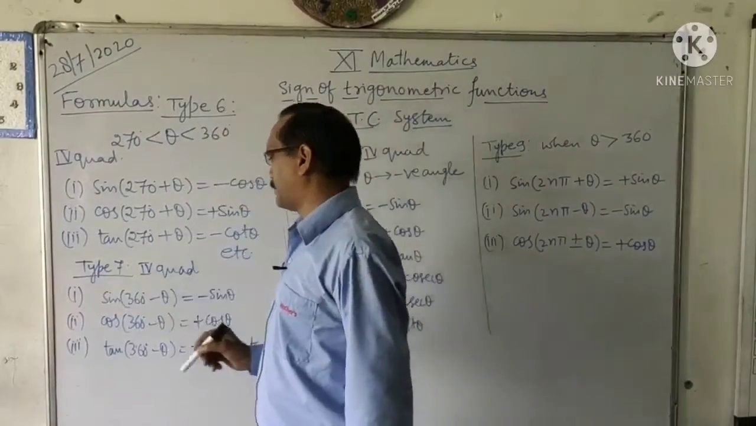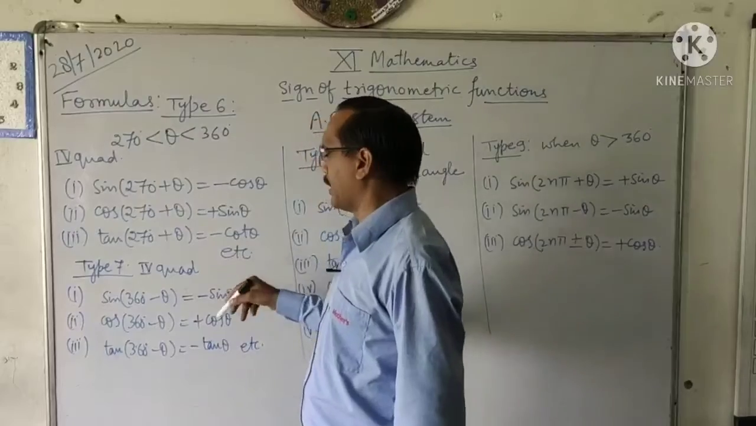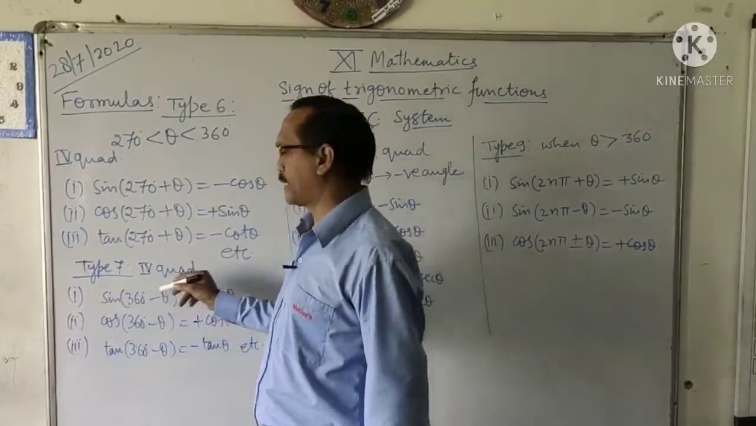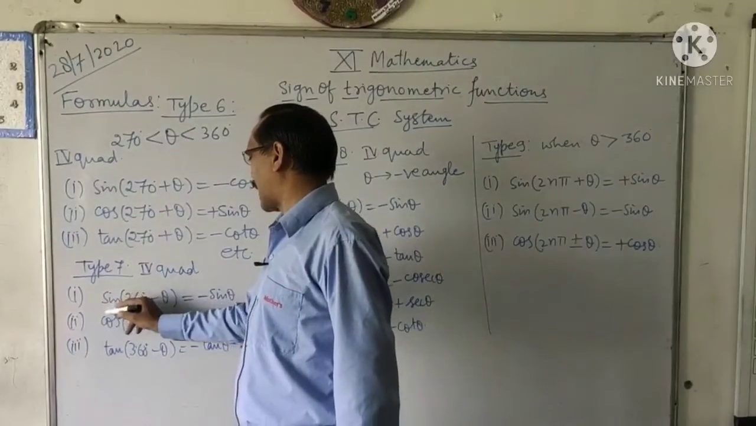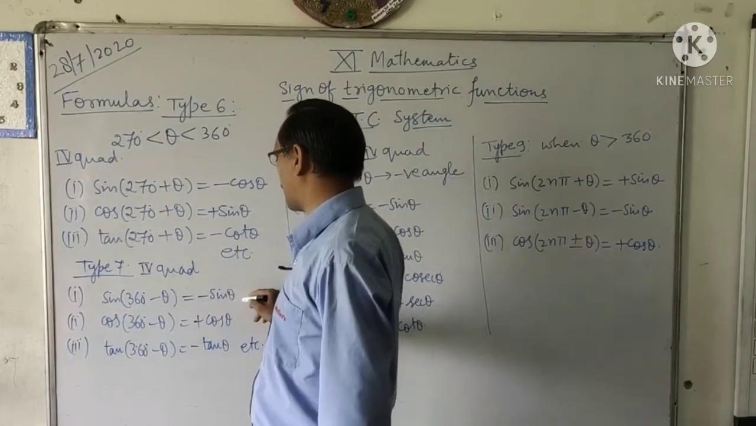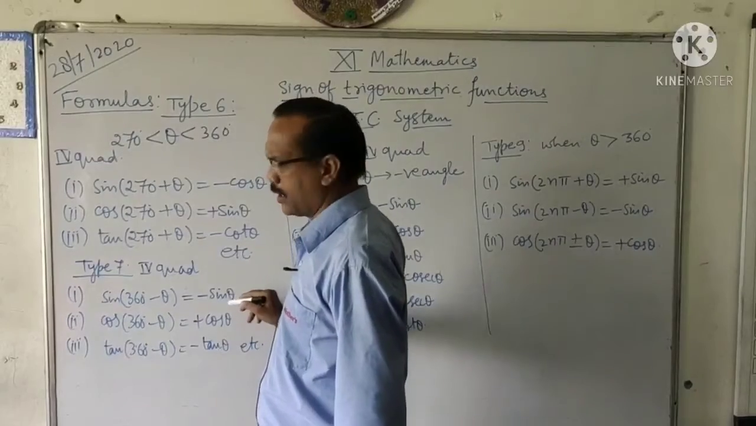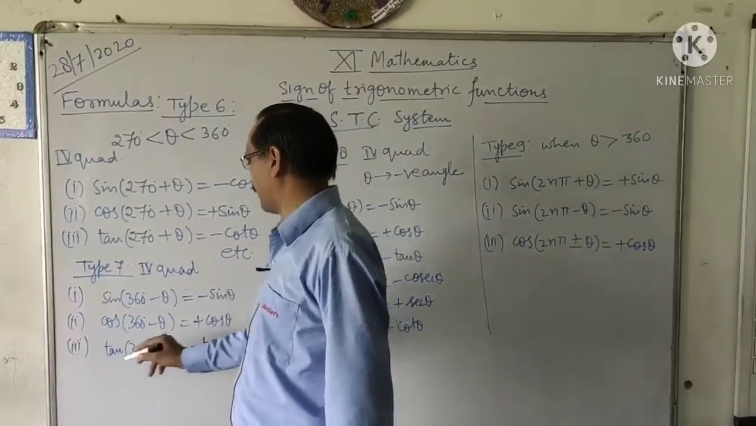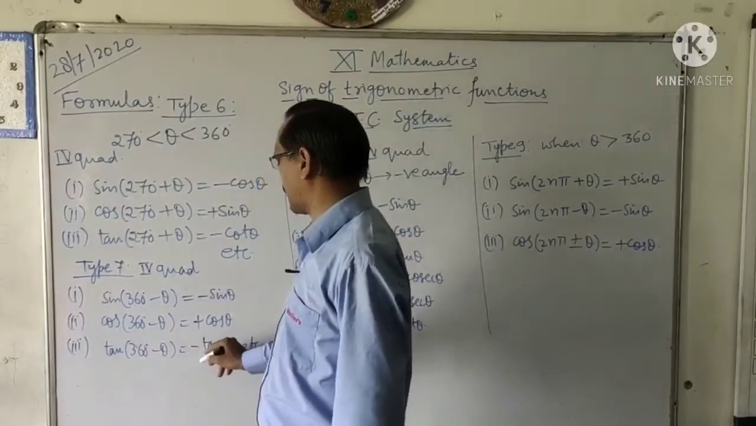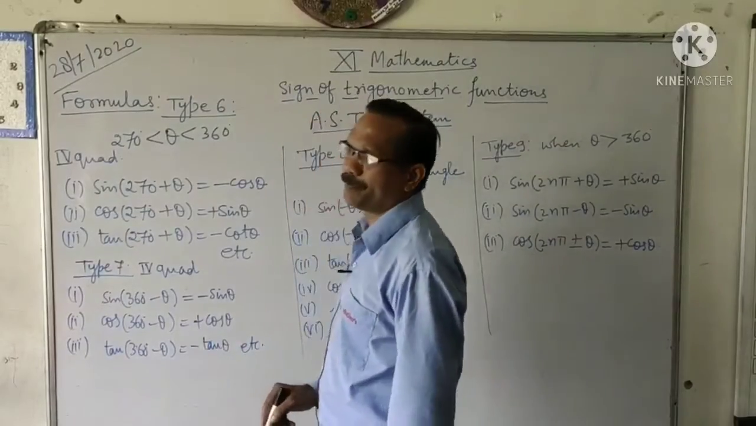Then type 7 is also the fourth quadrant. It is also called 360 degrees minus theta. So sin(360 degrees minus theta) is minus sin theta. Cos(360 degrees minus theta) is plus cos theta. In the fourth quadrant cos is positive. Tan(360 degrees minus theta) is minus tan theta.